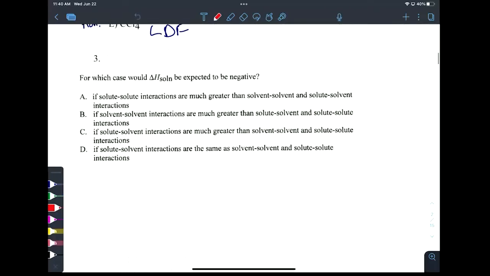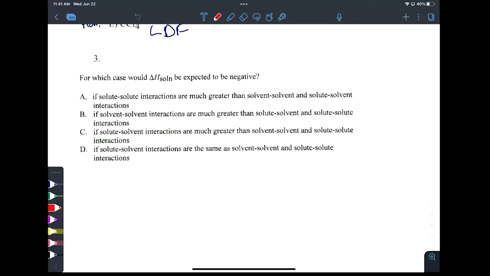I like this one. Let's do number 3. Okay. In which case would delta H solution be expected to be negative? What the heck is delta H solution? So my strategy here is relate this to a topic we talked about. Is there some type of equation we use, some type of concept we talked about that incorporated delta H solution, delta H solute, delta H solvent?